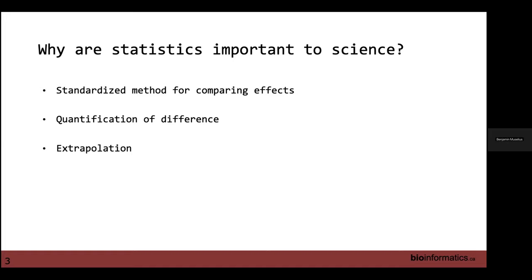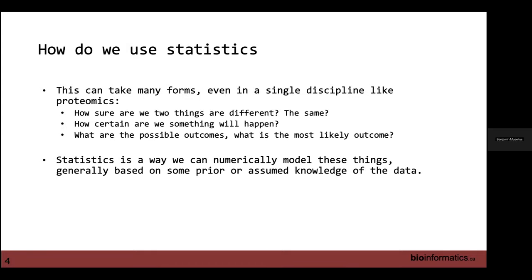So the first is it gives us standardized methods for comparing effects, right? It means that you're using the same methods as I'm using, no matter where we're located globally, and we don't have to worry about that. The second is quantification of difference. We can generally look at something and say, yeah, that looks different, that doesn't look different. But how different is different? It gives us a standard method for quantifying that size of difference. The final thing is extrapolation. We tend to do this a little bit less in proteomics. However, statistics does give us tools for potentially predicting what might happen based on data we have already gathered from somewhere.